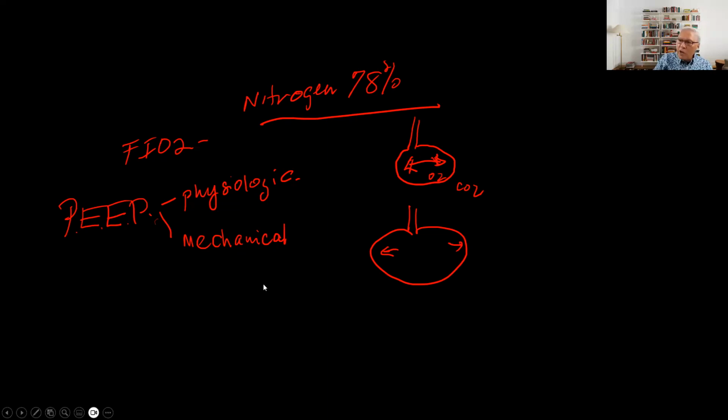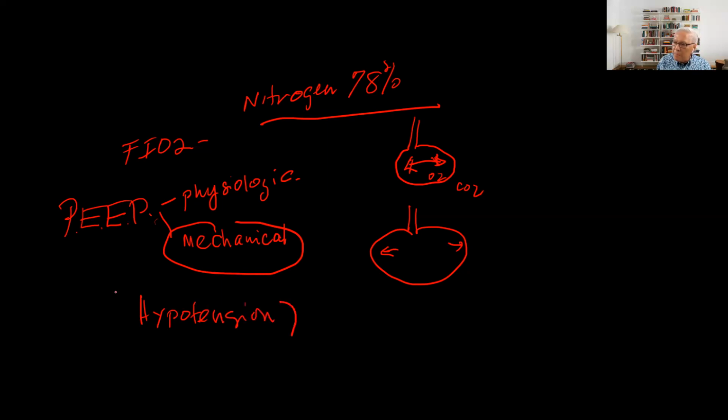Now, the consequence, though, of mechanical PEEP is that it usually causes hypotension, right? So always remember that. PEEP, artificial PEEP or mechanical PEEP causes hypotension. Why is that?